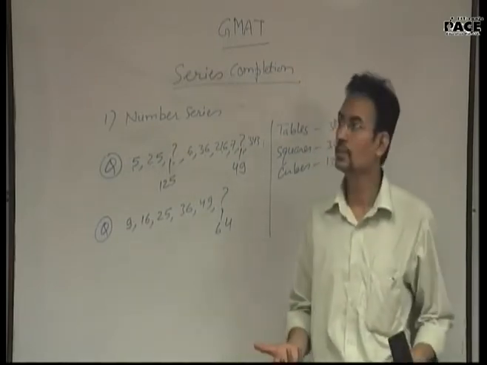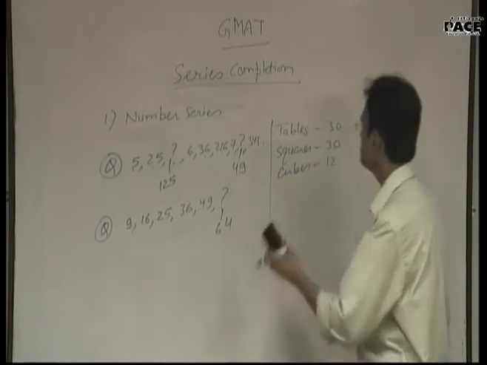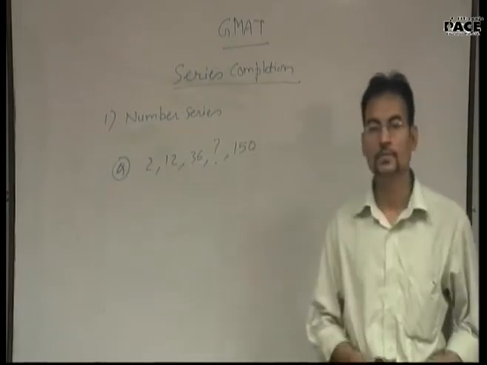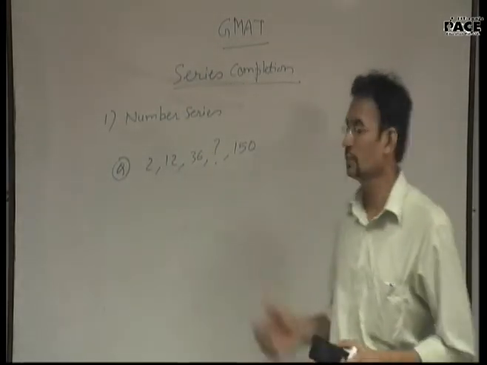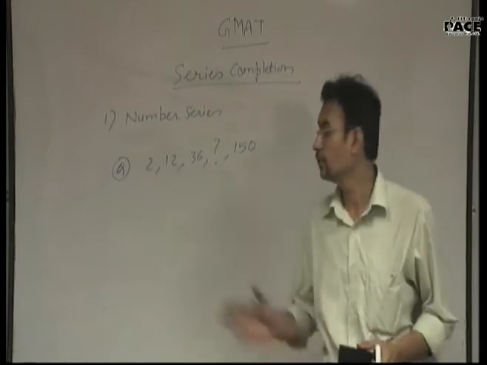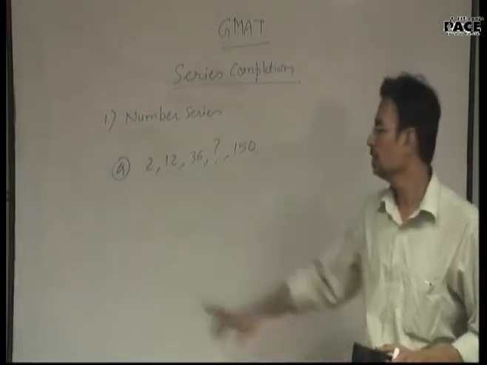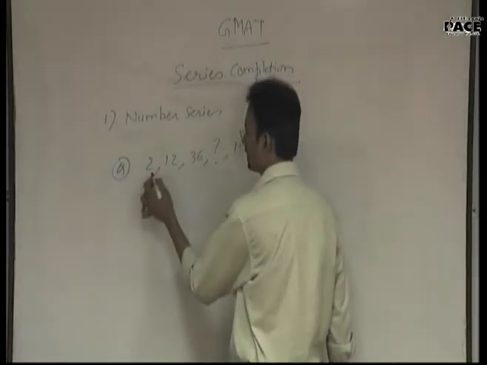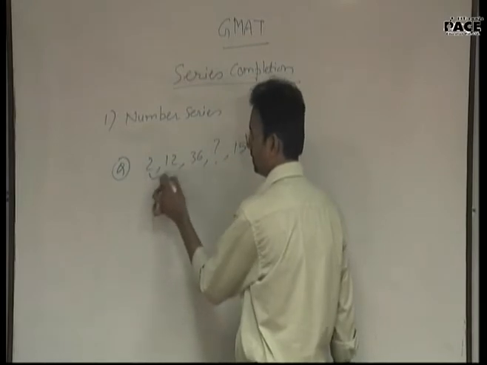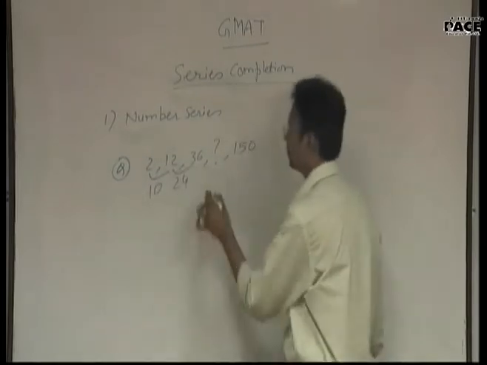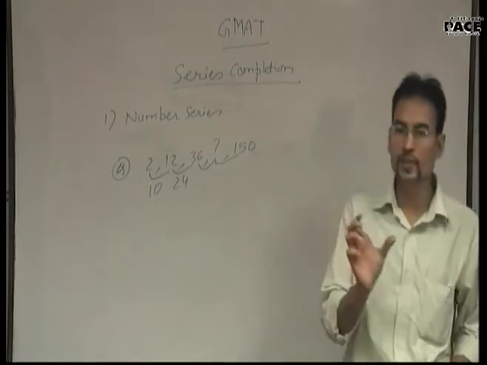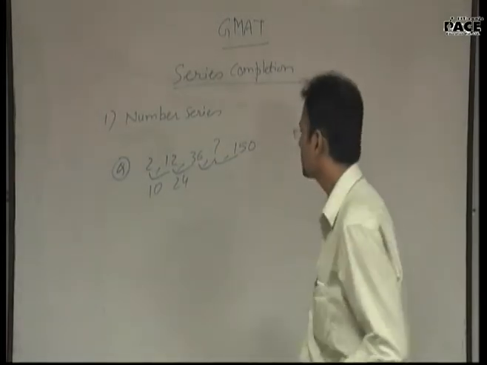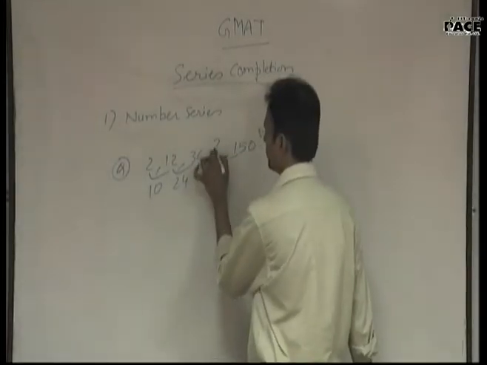It is not always difference, sometimes we can find it out directly. Further we can start: 2, 12, 36, question mark, 150. So, in this case, if we go by the difference, it is somewhat difficult because at least four consecutive terms are required to get the correct difference. So, it is somewhat difficult here.